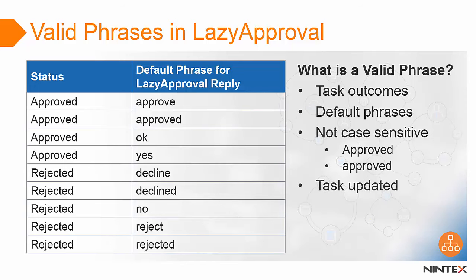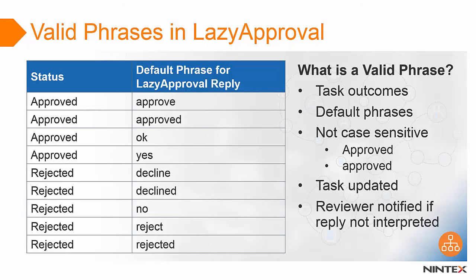Once the reply is sent, the system interprets the reply, determining if the first line of text matches a valid phrase. If a valid phrase is found, then the task is updated to the corresponding status. If no valid phrase is found, then an email reply is sent to the reviewer, noting that the reviewer's reply could not be interpreted. So now that we understand more about how LazyApproval works, let's take a quick look at where you can find additional resources to help get you started with LazyApproval.